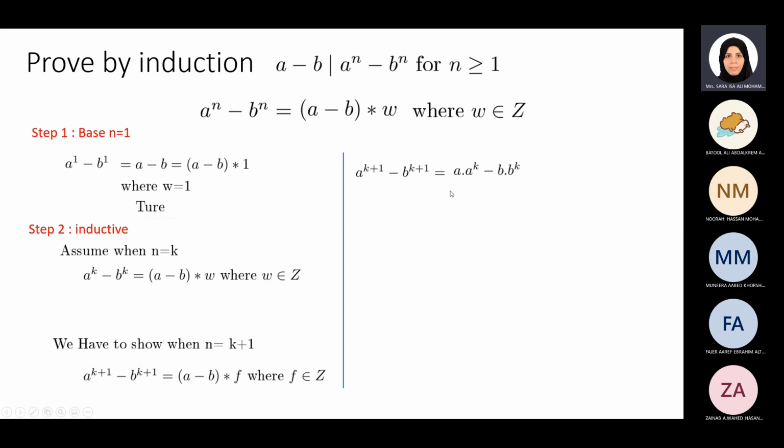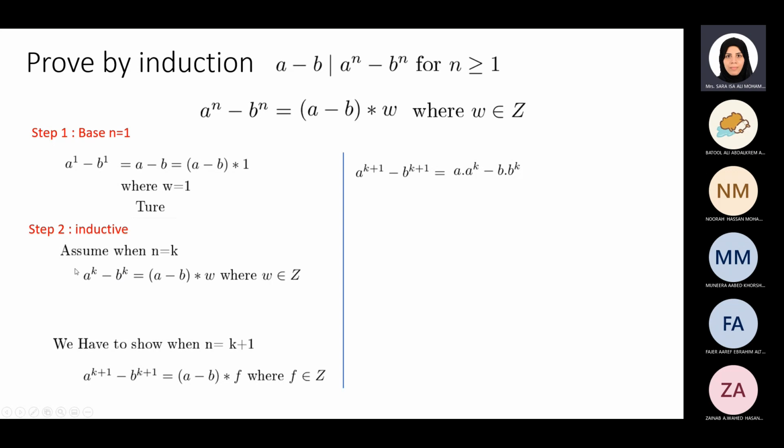I cannot take A as a common factor because A is not a factor here. And I cannot take A to the power K because it is also not here. So what will happen? I'm stuck. So in this case, instead of finding a to the power k minus b to the power k, I will just rewrite the assumption.